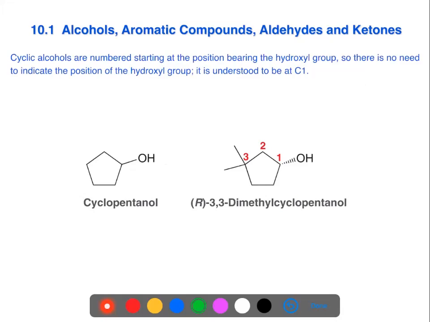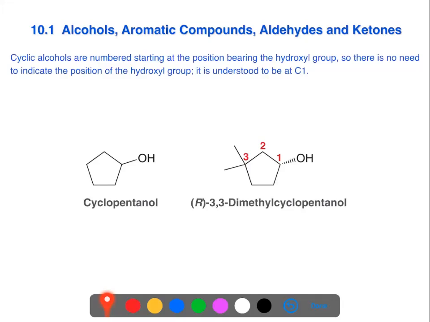For cyclic alcohols, as we just mentioned, that bear that hydroxyl group, there is no need to indicate the position of the hydroxyl group, as it is understood to be at carbon 1. So everything else with respect to that carbon will be numbered accordingly. In our current example here, we see we have 2 methyl groups that are 1, 2, 3 carbons away. And again, we want to give those methyl groups the lowest possible locants.